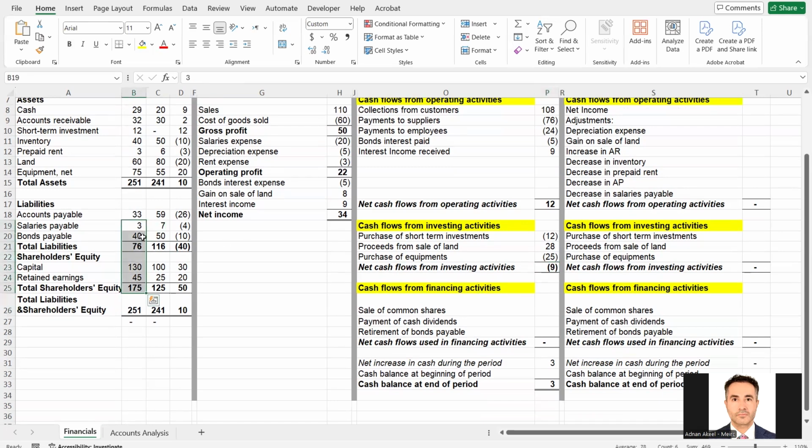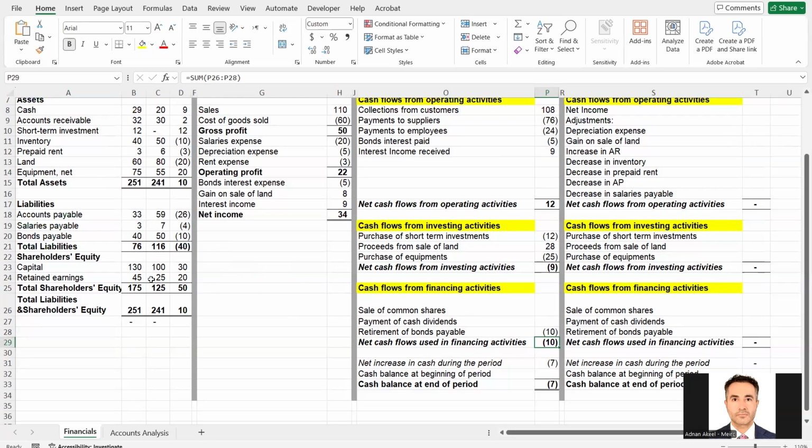Let me start with the bonds. I used to have bonds worth 50. It went down to 40. Logically speaking, I have repaid bonds worth 10. So retirement of bonds payable equals the reduction in bonds, 10 million.